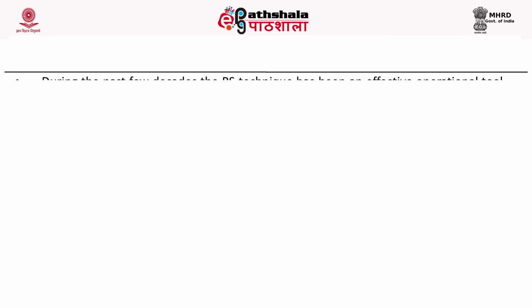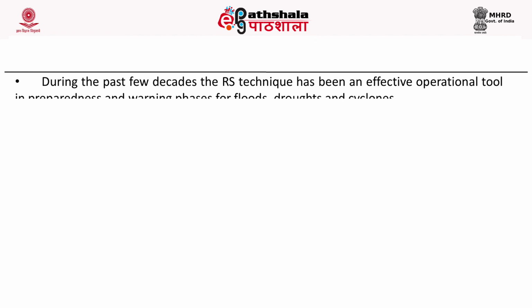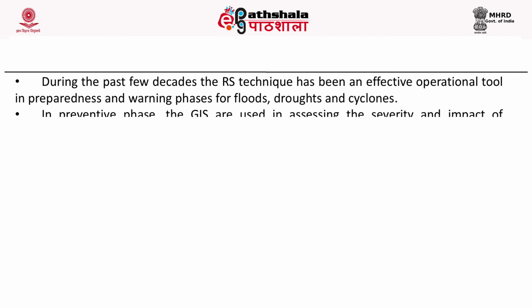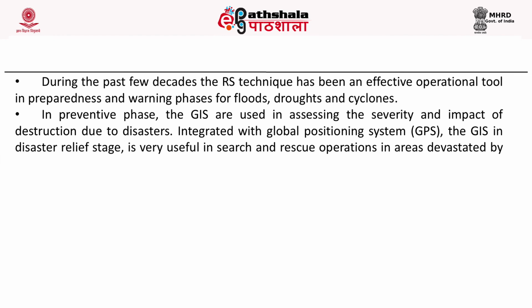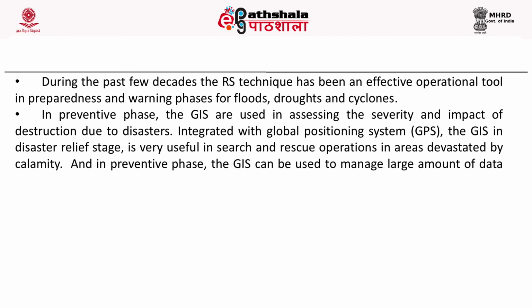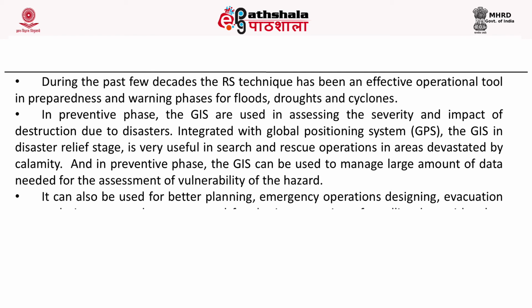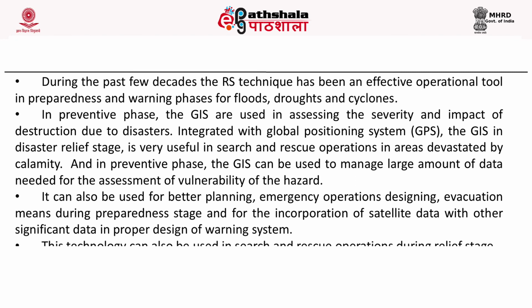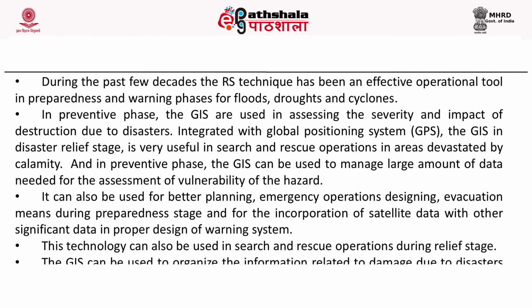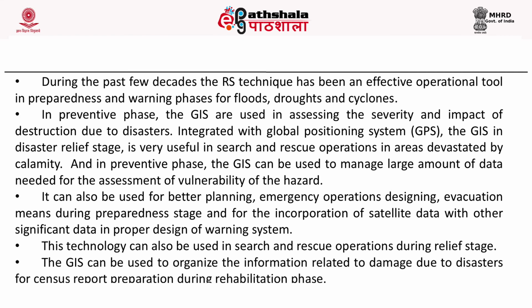Integrated with global positioning system, the GIS in the disaster relief stage is very useful in search and rescue operations in the areas that are devastated by calamity. And in the preventive phase, the GIS can be used to manage the large amount of data needed for the assessment of vulnerability of the hazard. It can also be used for better planning, emergency operations, designing evacuation means during the preparedness stage, and for the incorporation of satellite data with other significant ancillary data in proper design of a warning system. It can also be used in search and rescue operations during the relief stage. The GIS can be used to organize the information related to damage due to disasters for census report and rehabilitation measures.